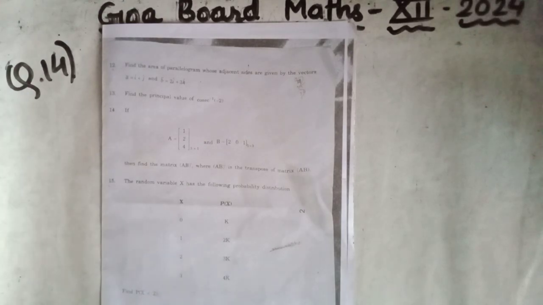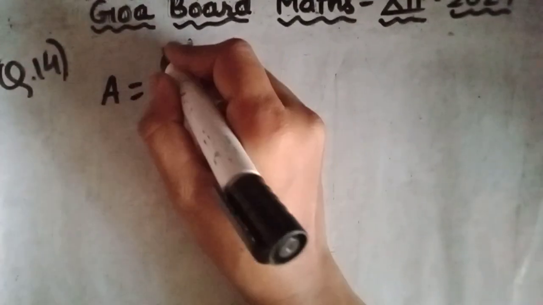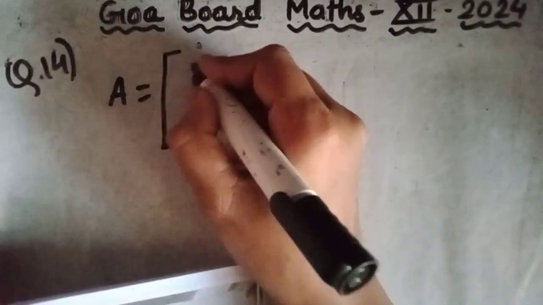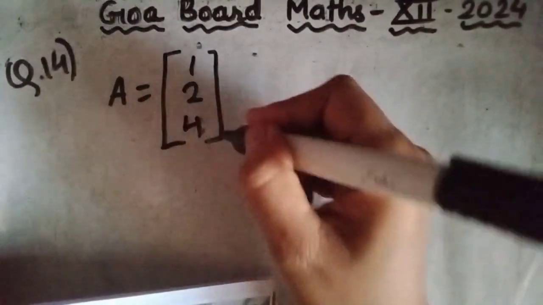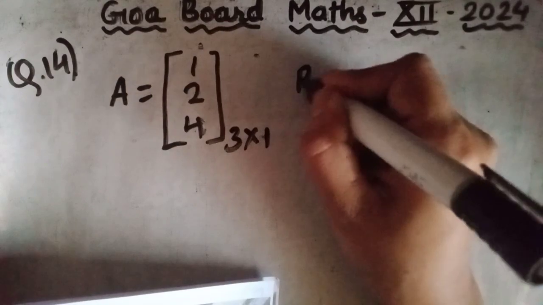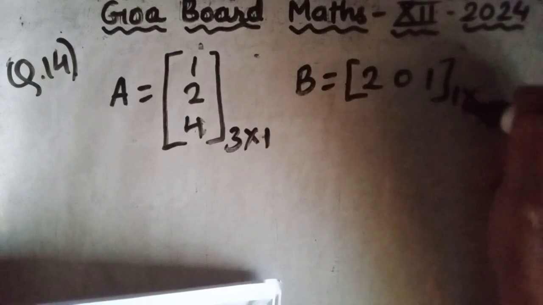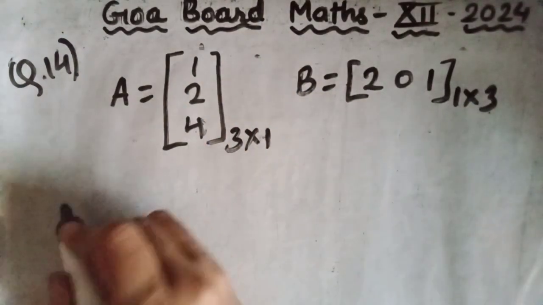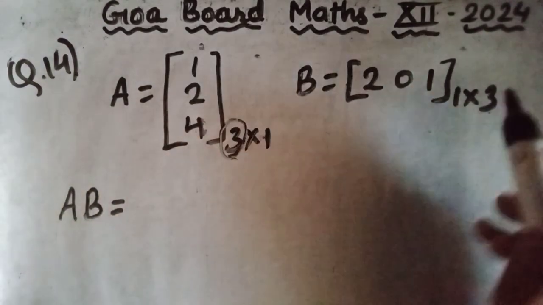Question 14. So two matrices are given and you have to find the matrix (AB) transpose. Okay, so let's write this. Matrix A is 1 2 4, 3 cross 1, and B is a row matrix. Okay, so its product we have to find. So the product will be a 3 by 3 matrix.